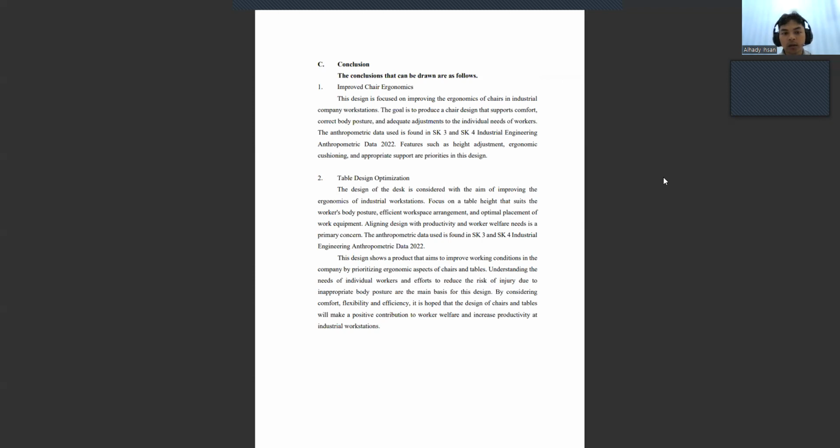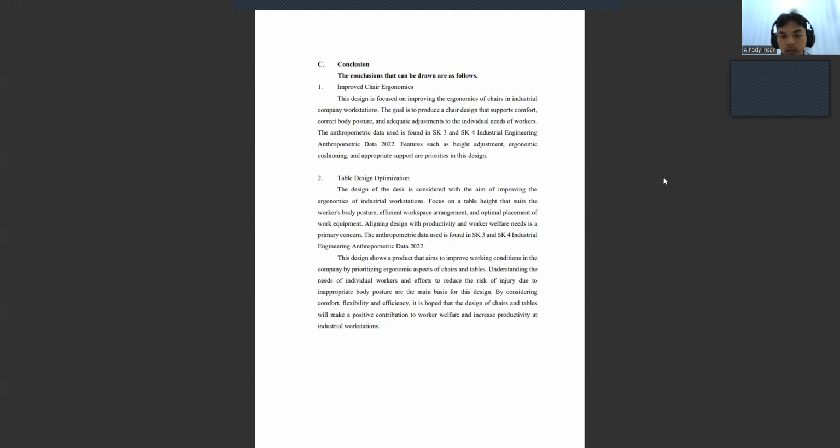Second, table design optimization. The design of the desk is considered with the aim of improving the ergonomics of industrial workstations, focusing on a table height that suits the worker's body posture, efficient workspace arrangement, and optimal placement of work equipment. Aligning design with productivity and worker welfare needs is a primary concern. The anthropometric data is found in SK3 and SK4 Industrial Engineering Anthropometric Data 2022.